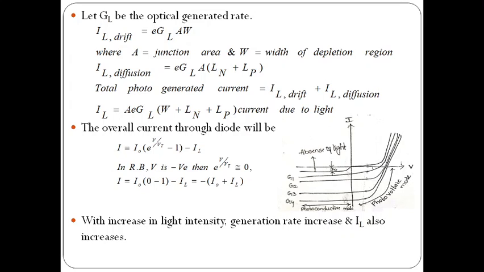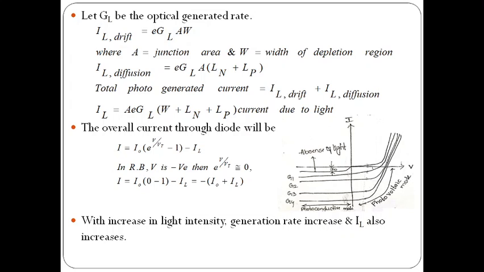Yes, when light falls, what happens? The current also increases. So we can observe the different G1, G2, G3, G4. These are the electron hole pair generation. This electron hole pair generation will increase based on the intensity of light falling on the photodiode. So with increasing light intensity, the generation rate will increase and IL also increases. So this is called photoconductive mode.